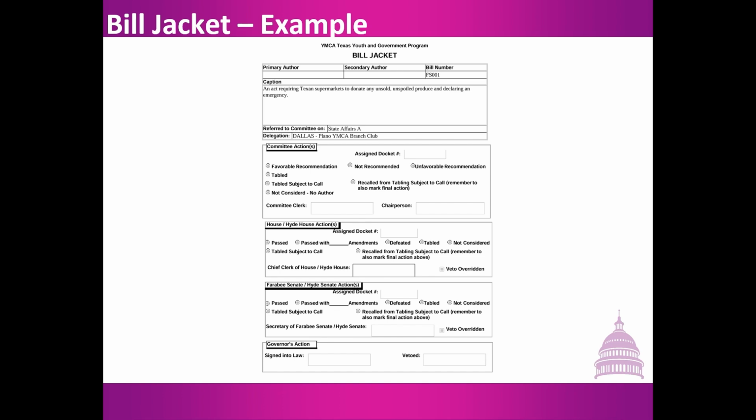If the motion for favorable recommendation fails, check not recommended and the bill is dead. If the motion fails, the bill is dead. Motion for unfavorable recommendation. This is an unusual but allowable motion for the disposition of a bill.